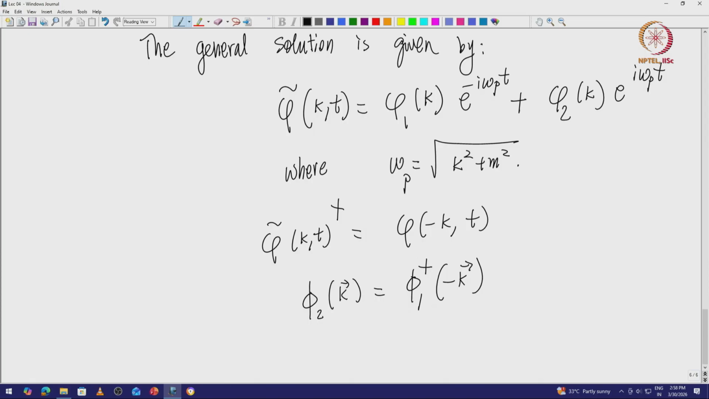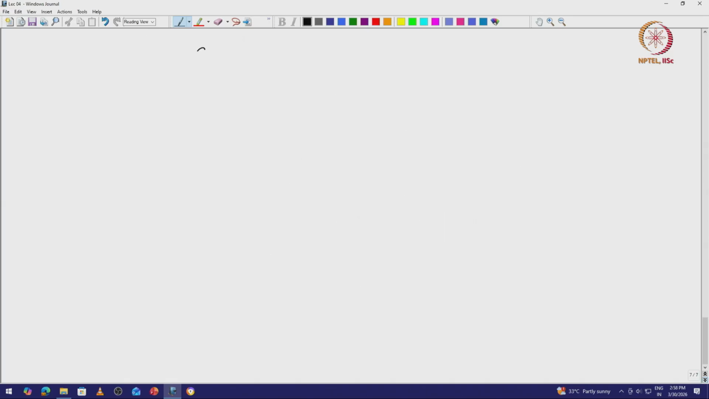Now, you can write this using the condition of the reality of the wave function. This expression just becomes phi tilde of k, t is equal to phi 1 e power minus I omega p t plus phi 1 dagger of minus k, this should be plus k. Okay, let me expand it.